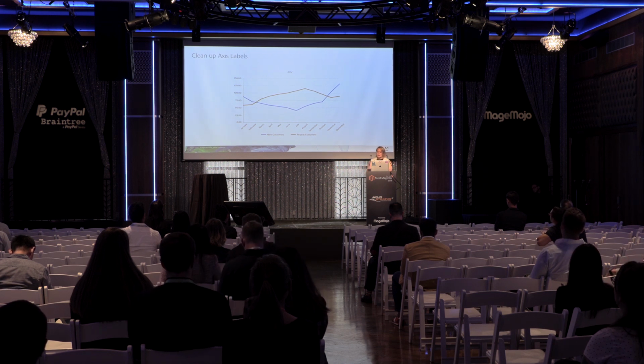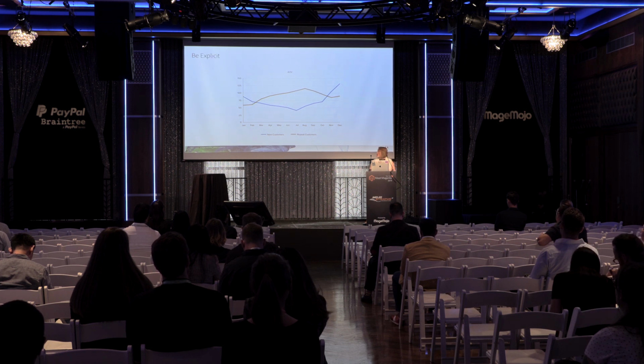We can clean up our axis labels. We don't need these decimals. We don't need full names here. We can abbreviate without losing any context. Then we can remove the tick marks on the left and the bottom because, again, it's just adding visual noise. We want to be explicit.